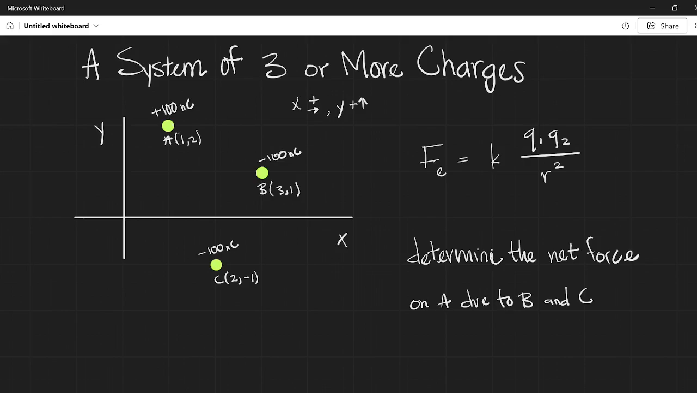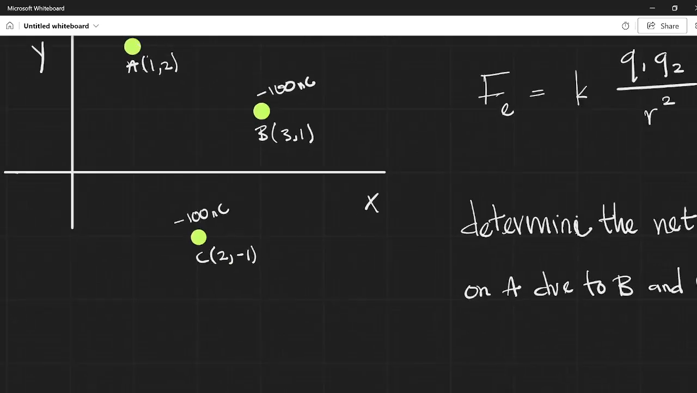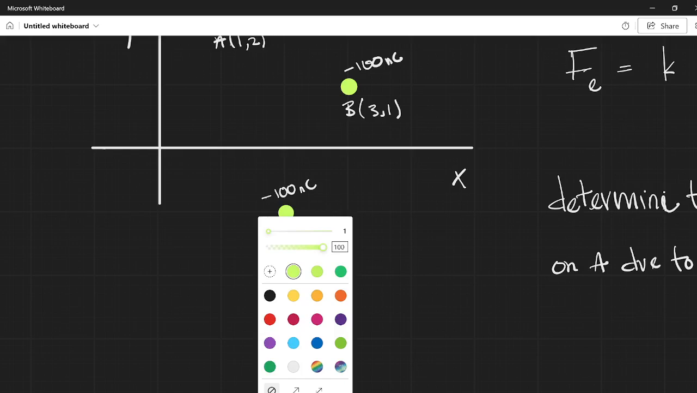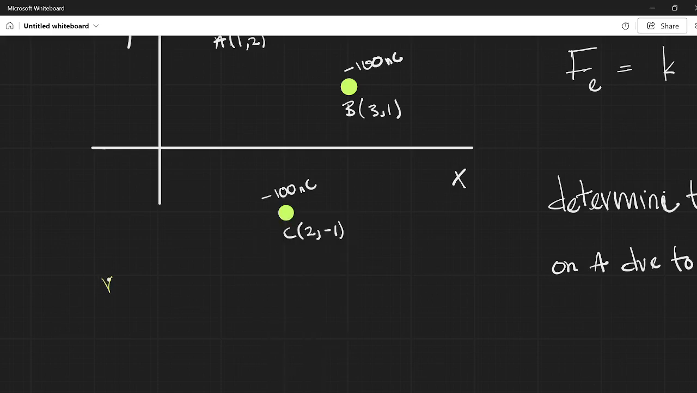And so we're also not just dealing with charges in a line anymore. Now we have them in a plane. So we have to use vector arithmetic to break this down. We're going to have to use vectors to do this. And so I'll label my section here for the vector math. All right.